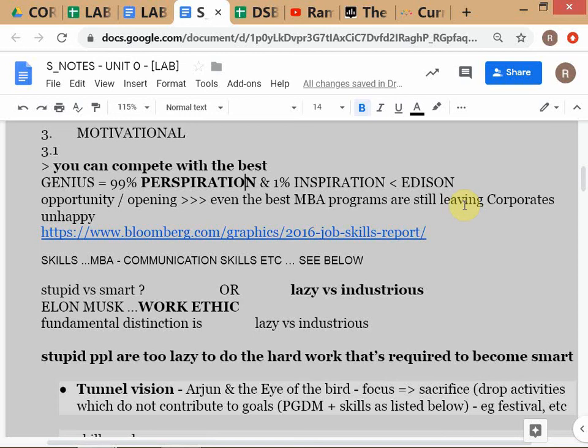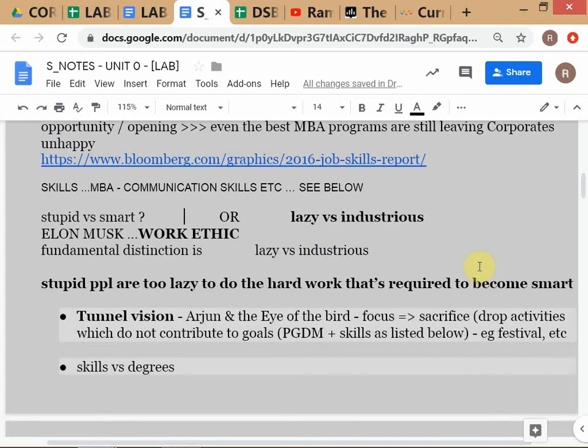The message of this particular module is that everything is based on hard work. In my view, I don't make a distinction between stupid people and smart people. I make the distinction between lazy people and industrious people. Industrious means hardworking. I say that people we call stupid are actually too lazy. The fundamental problem with them is they're lazy, because to become smart, you need to work hard. Your brain is like a plastic entity. It's like a muscle. You work your biceps in the gym, your biceps get bigger. You push yourself learning something, you work your brain, and your brain becomes more powerful. It's not a static entity. So the stupid people are actually too lazy to do the hard work that's required to become smart. So the message of this module is work ethic.